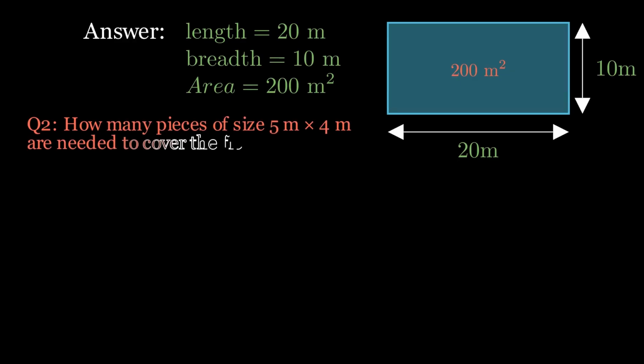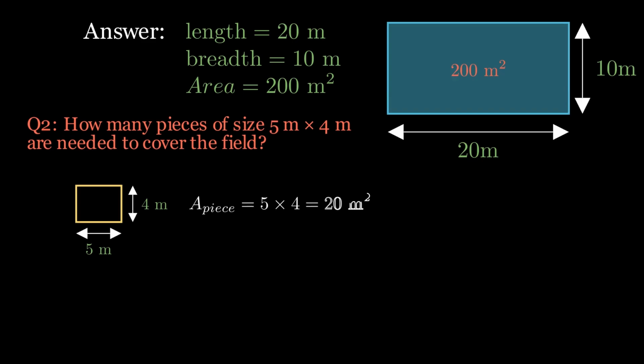Now, the second question is, how many pieces of size 5 meters by 4 meters are needed to cover the field? Let's represent the piece of size 5 meters by 4 meters with a smaller rectangle. Area is 20 square meters.